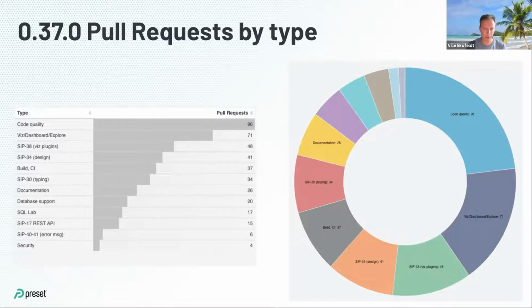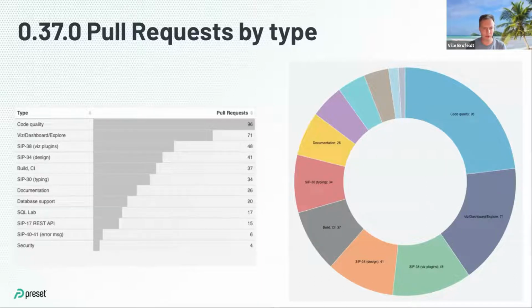And then one thing that sets 0.37 apart from previous releases is this concept of Superset Improvement Proposals that are very well represented here. So in this release, we actually had 5 major Superset Improvement Proposals in parallel development.